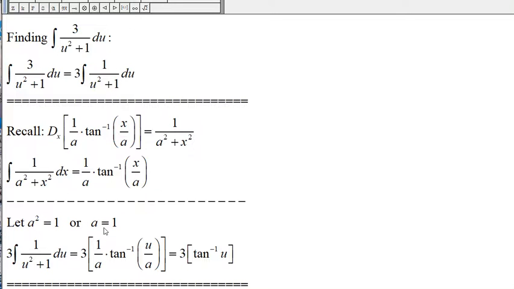or a is 1. And so 3 times the integral of 1 over u squared plus 1 would be 3 times 1 over a tangent inverse of u over a. Here the variable is x, and so that's why we have x there. But here the variable is u, and so we have u here. A is 1, and so we end up with 3 tangent inverse of u.